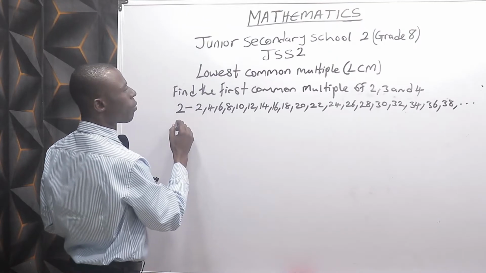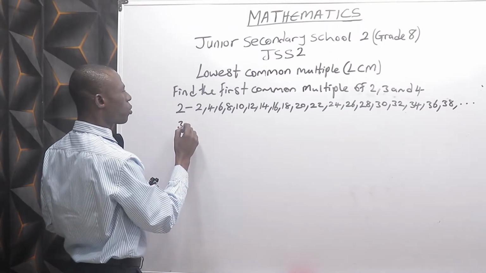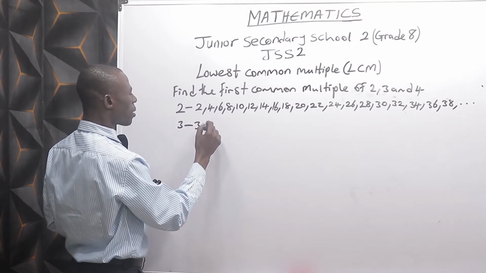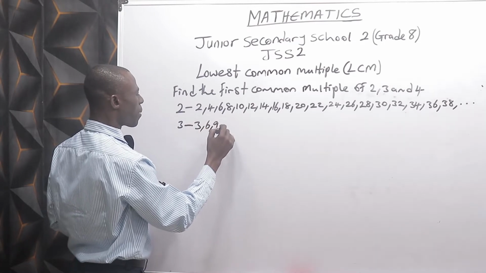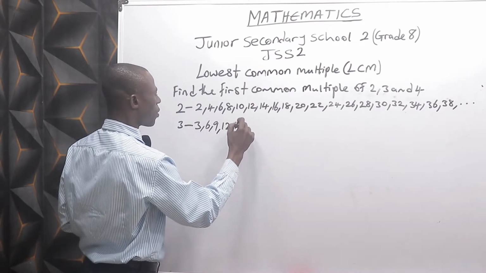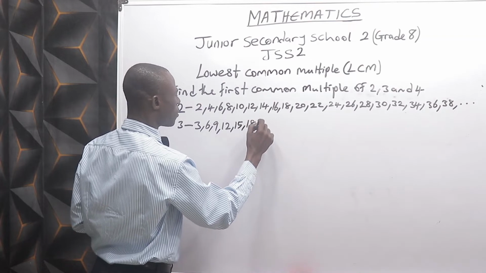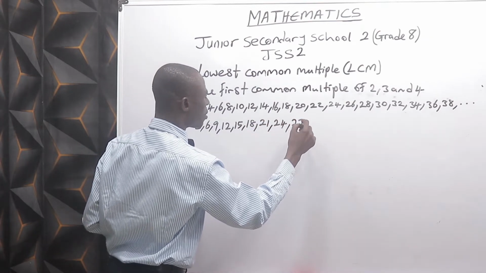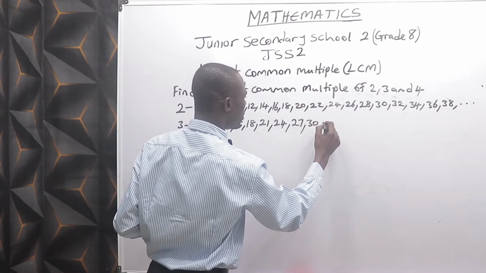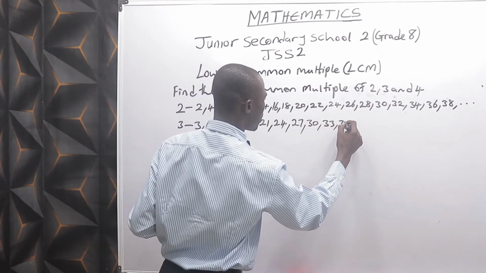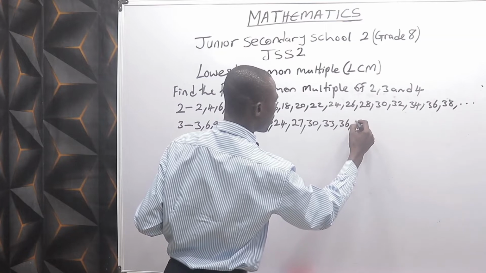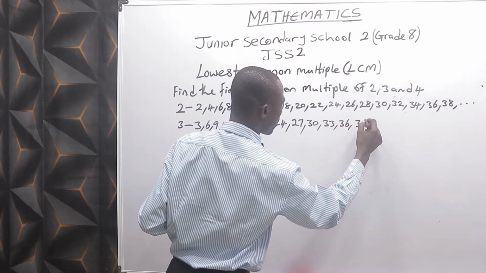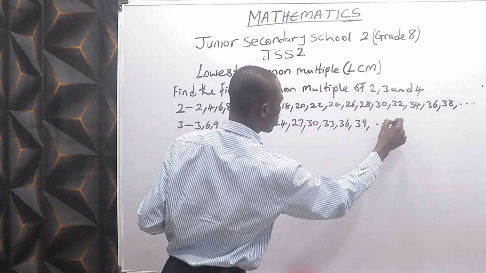Let's come to 3. Multiples of 3: 3, 6, 9, 12, 15, 18, 21, 24, 27, 30, 33, 36, 39, and so forth.